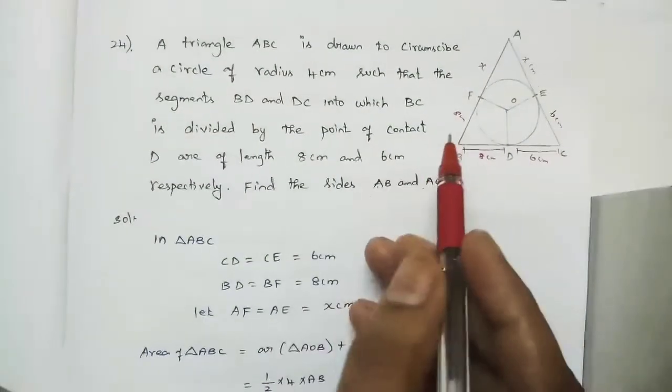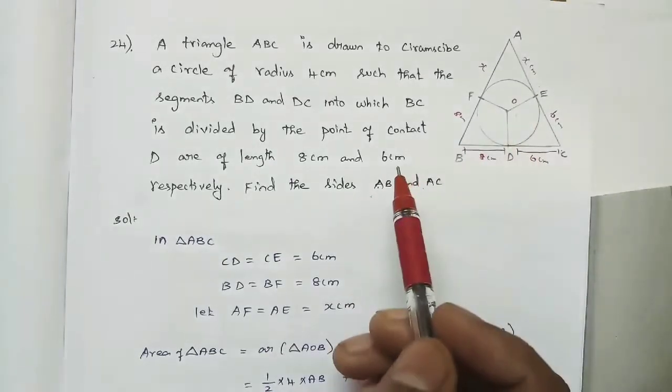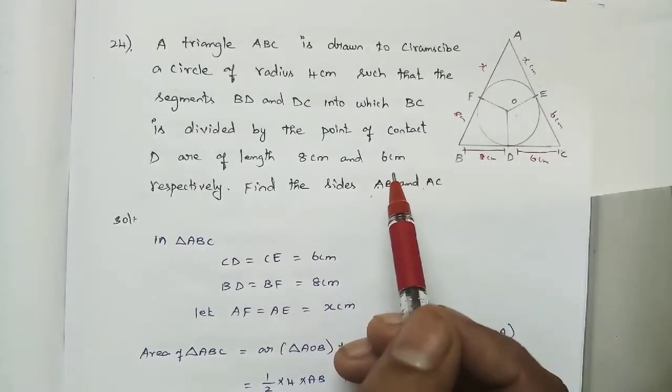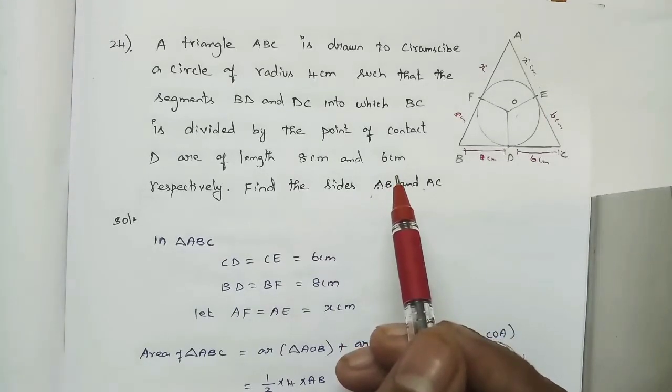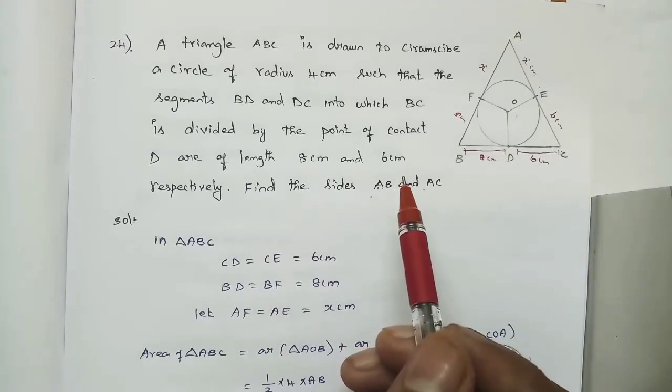But here they have said that, what is it? It's a triangle ABC. That's all, right? It's not a right angle triangle. So how are we going to find it? So now I am going to use the methodology of area of a triangle, right?